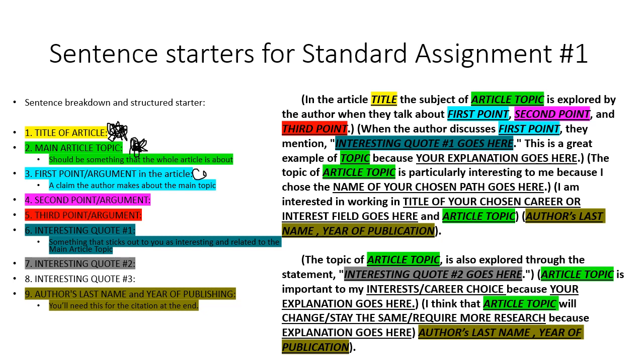And then you would go down this list and fill in the first point or argument, the second argument if there was one, the third argument if there was one, and then give me an interesting quote here from the article and an interesting quote here from the article. You won't need a third one. Then you would also need the author's last name. You don't need the year of publishing. You need the author's last name and the page number, which for most of these is just the number 1 because they are all online and they're all on the first page.